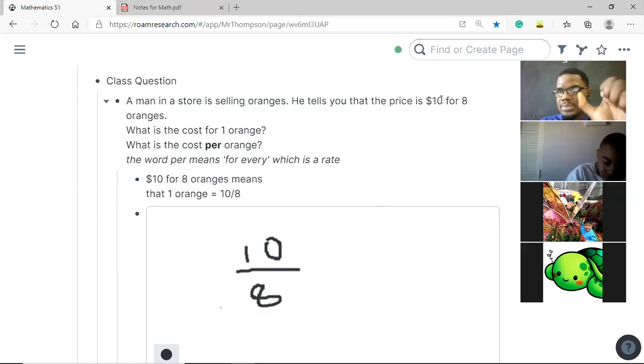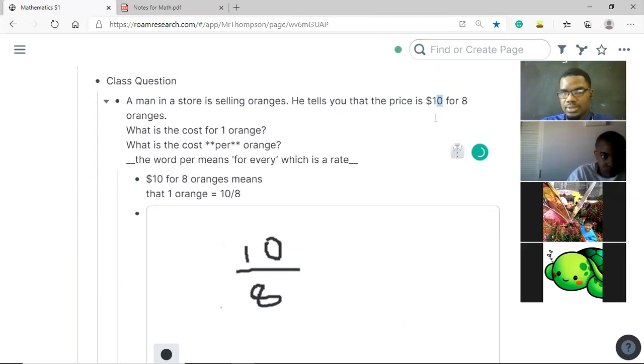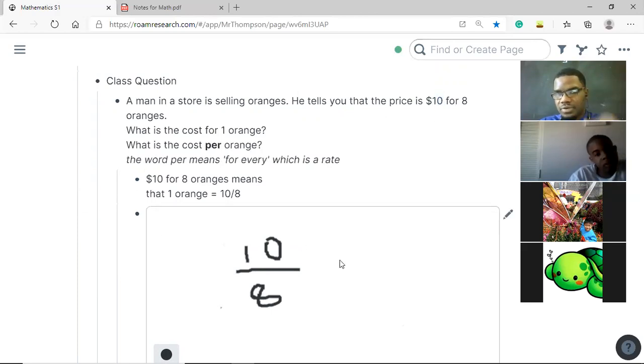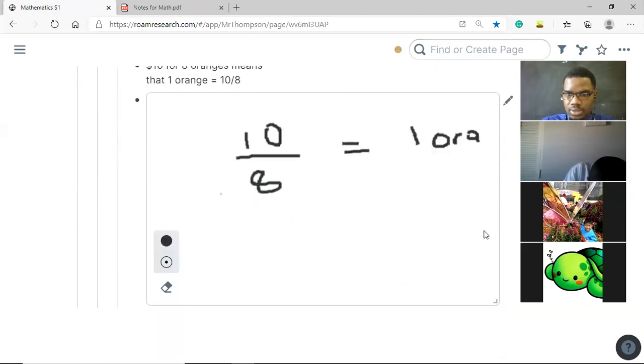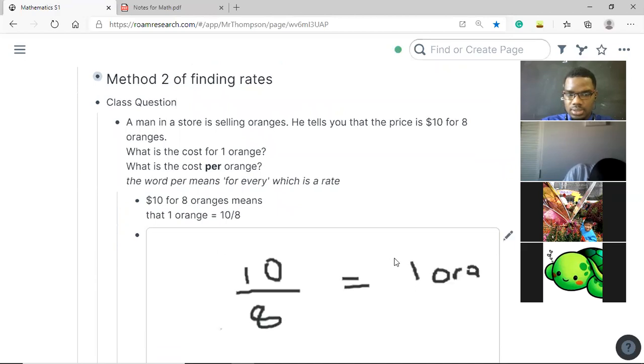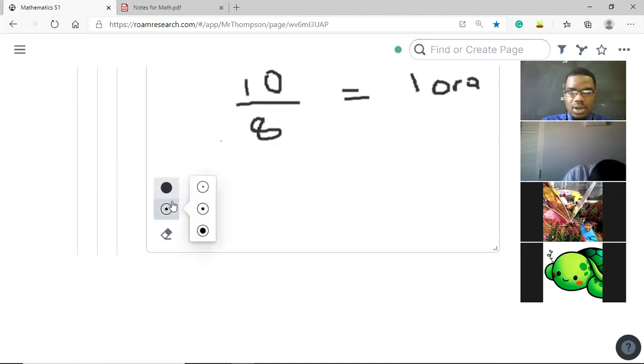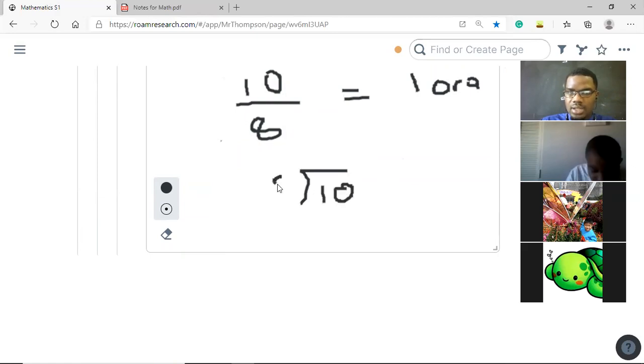Based on which value comes first, that would be the numerator. If $10 comes first, that has to be stated first. It's going to be 10 divided by 8, which is equal to 1 orange. Let me just enlarge this. Now, as I said, we put the numerator under the division sign, and then put the denominator, which is 8, outside.